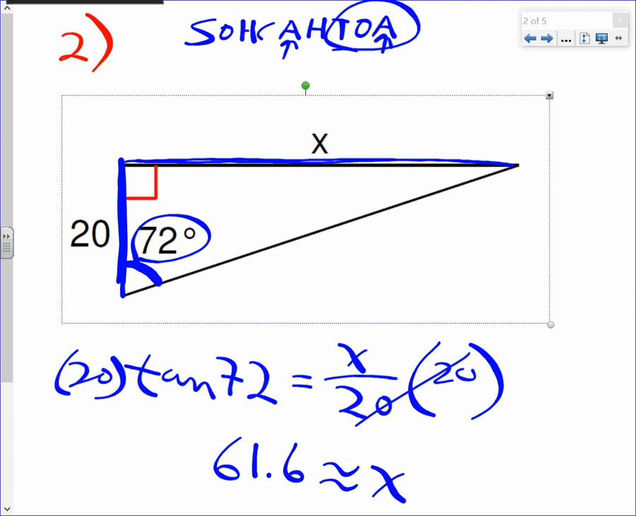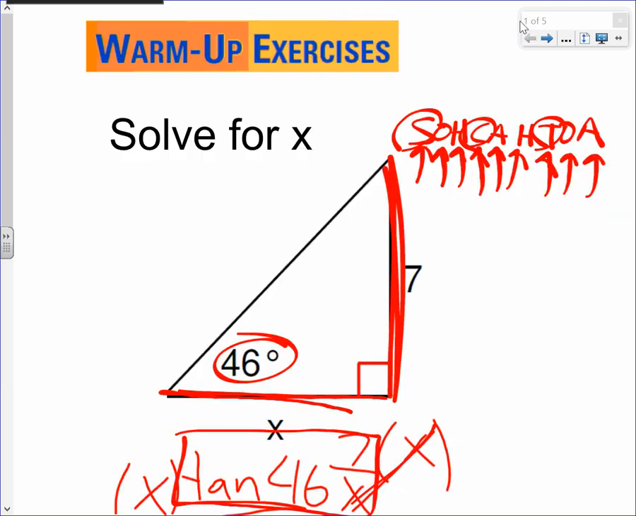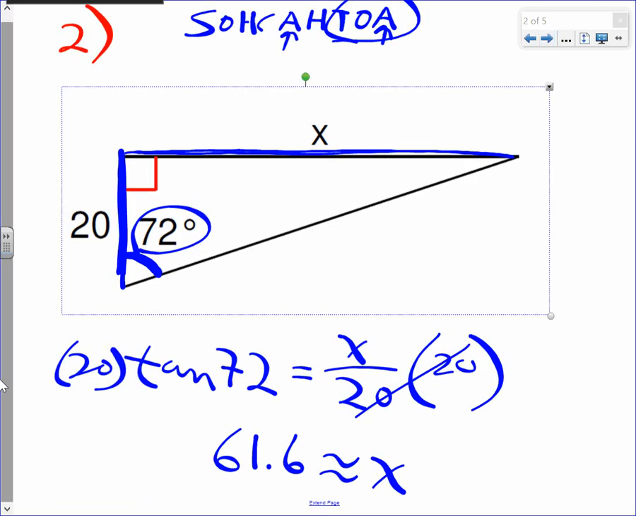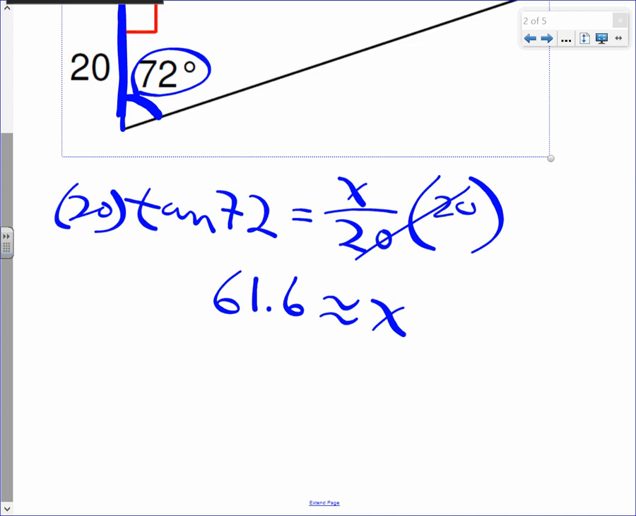The one you did was, look at, what was opposite? It was, opposite of 46 was actually 7. So 7 was on top, x was at the bottom. It's adjacent. You see that? Good. Good question. We're done here. So whatever's opposite goes on top? Right. It's in this order.